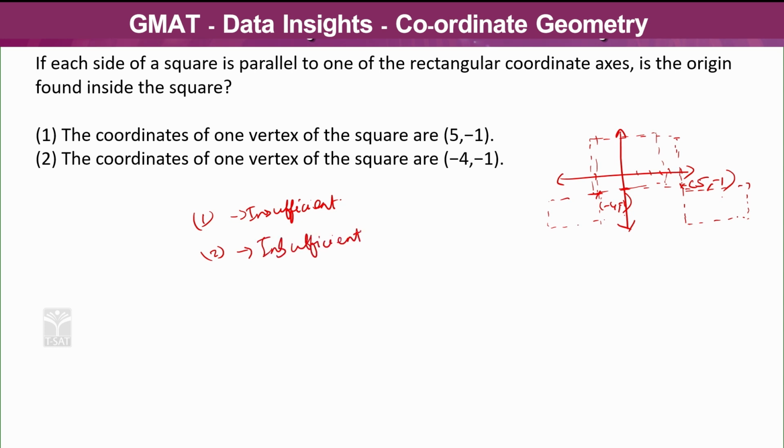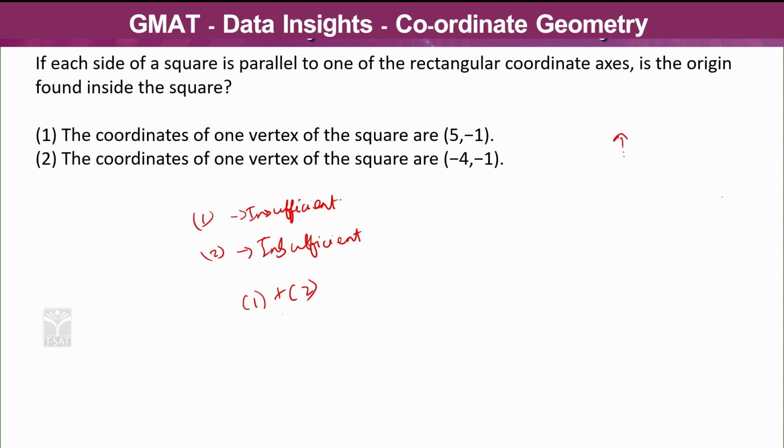Now let us look at statement 1 and statement 2 together. Okay. So what do we know? Let us erase this. So you draw your two axes here. If they are saying that 5 comma minus 1 is one of the points, and minus 4 comma minus 1 is also one of the points, we can say for sure that this is one of the sides joining those two, but at the same time again the square can be formed like this towards the downward direction, or else it can be formed like this towards the upward direction.